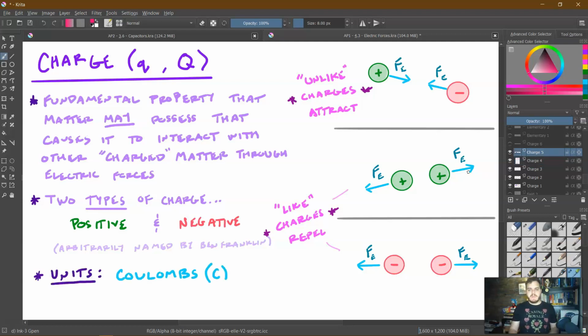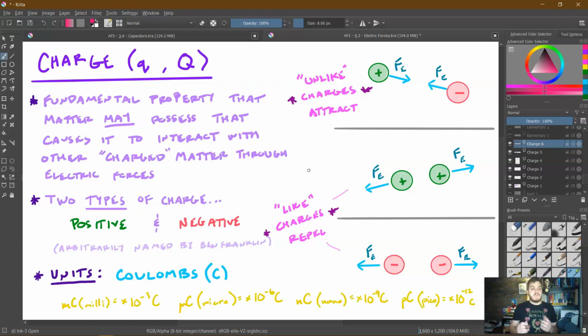A couple other things here for charge. The unit of charge is the Coulomb, which is abbreviated with a capital C, not a lowercase c, a capital C. Now, we'll find out that a Coulomb is a humongous amount of charge, and it's pretty infrequent that we deal with an entire Coulomb, particularly when we're doing all the static electricity type things we might be doing in a classroom. So frequently, we're actually going to see smaller versions of the Coulomb using metric prefixes.